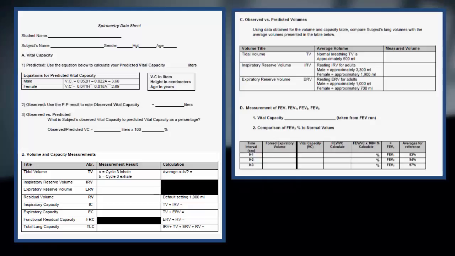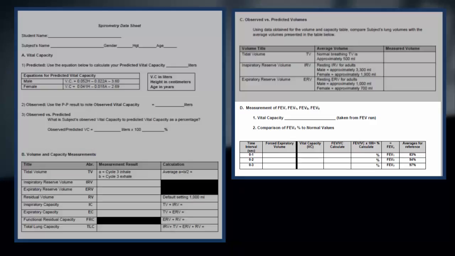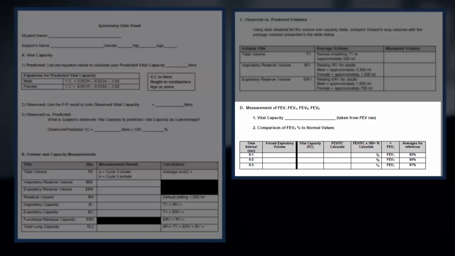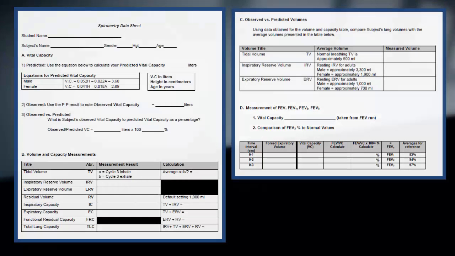In the second test, we will have the subject breathe normally for a few breaths, and then we'll ask them to breathe in maximally and then forcefully and quickly exhale. With this test, we can measure forced vital capacity and forced expiratory volume. All of our data can then be compared to normative values.